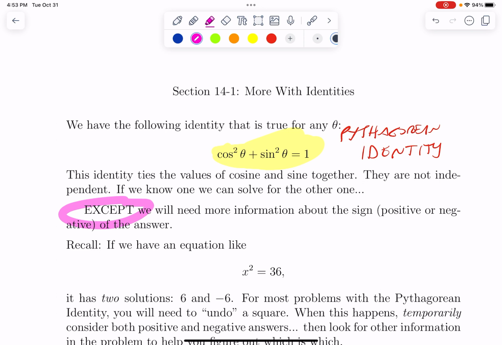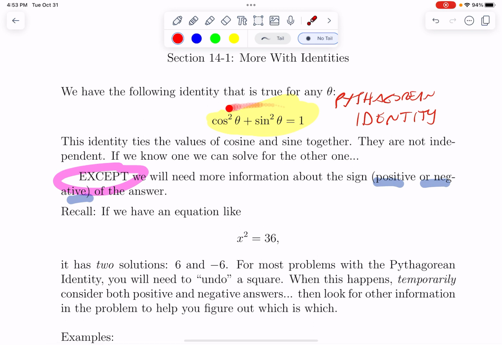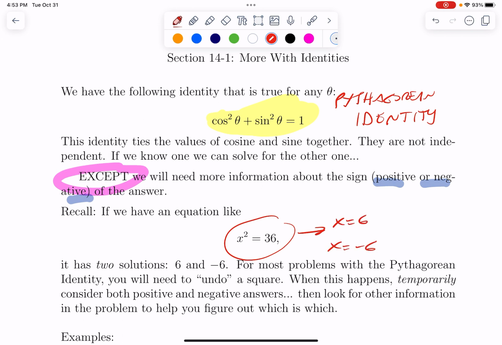We need to have a little more information about whether the answer will be positive or negative, because these equations involve squares. So when we're solving, we have to undo a square. When we undo an equation like x squared equals 36, we need to be aware that maybe there's an obvious positive solution, but there's also a negative solution. So the general solution has a plus minus.